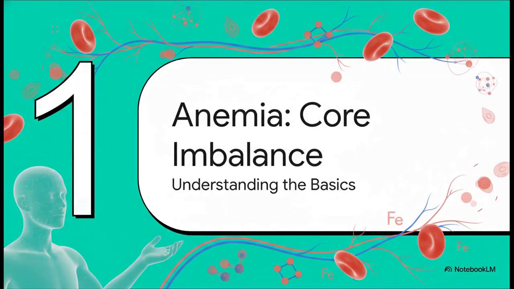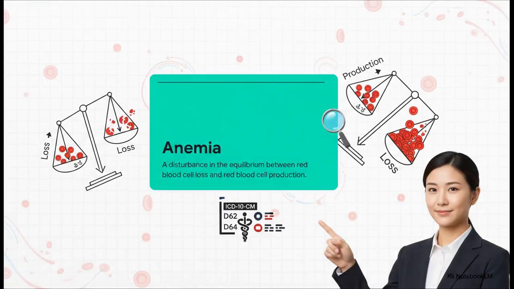First things first, before you even think about picking a code, you've got to understand the why. What is actually happening in the body? So let's start right at the beginning with the fundamental definition. At its heart, anemia is all about an imbalance. Just picture a scale. On one side, you have your body making new red blood cells. On the other, you have red blood cells being lost. When that scale gets tipped out of balance, that's anemia. Keep this simple idea in your head because it is the foundation for every single code we are about to cover.